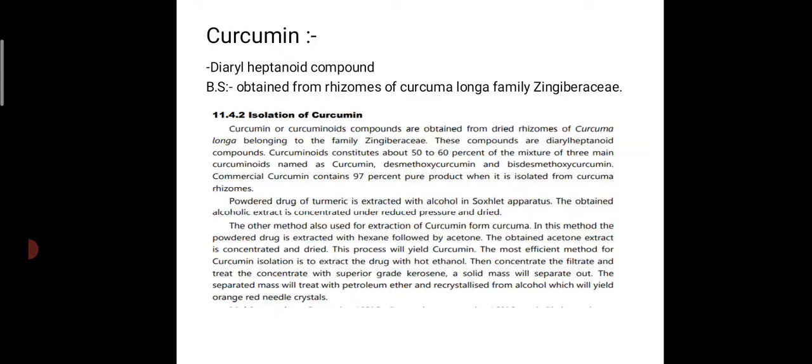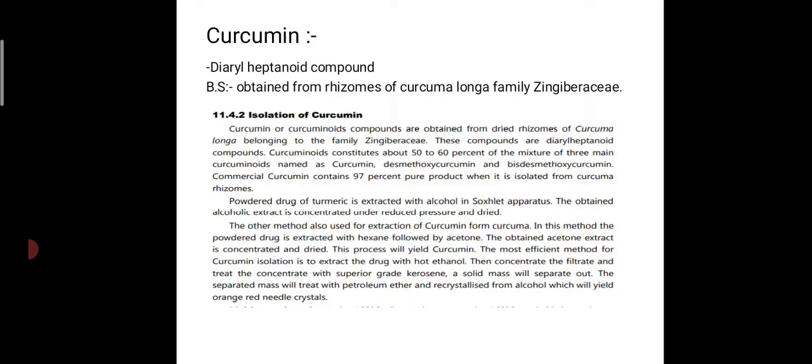Then in another method, the powdered drug is extracted with hexane followed by acetone. Here also they use an extraction technique, only they change the solvent system. Here the powdered turmeric drug is extracted with hexane and followed by acetone. Then the obtained acetone extract is concentrated and dried. This process yields curcumin.